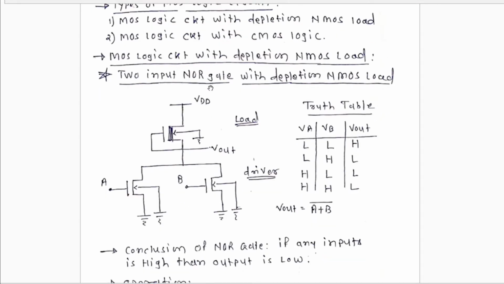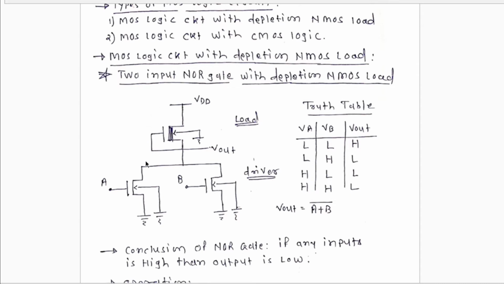Everyone knows the NOR gate. A NOR gate is a combination of two gates, OR and NOT. That means for making the NOR gate we require OR and NOT operations. The OR operation is provided by parallel connected driver transistors and the NOT operation is provided by the nature of the load. So this is the complete circuit diagram for the two input NOR gate with a depletion NMOS load.